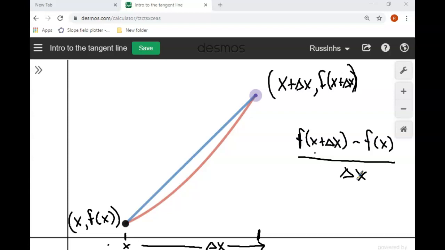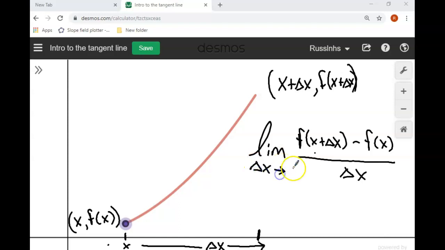Well, as I bring this dot closer and closer to my starting point, what happens to the delta x? It gets smaller and smaller and smaller. What would delta x be when I get to that point? It would be 0, right? So what we're doing is we're taking this slope formula, and I want to find the limit of this thing as delta x approaches 0. Right?